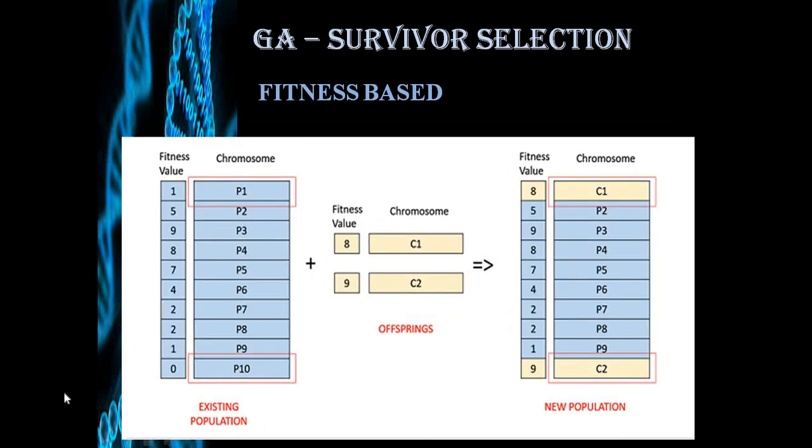Next is the fitness based survivor selection. And here also the fitness value is shown, the chromosome, then the offspring and the new population. In the fitness based survivor selection method, the children tend to replace the least fit individuals in the population. For example, in the figure, the children replace the least fit individuals P1 and P10 of the population, and also, as you can see here, P1 and P9 have the same fitness value 1.